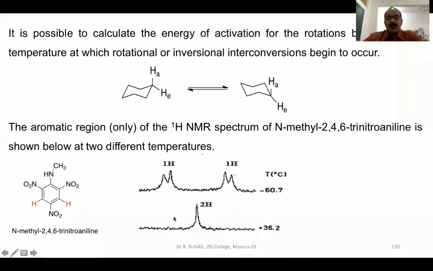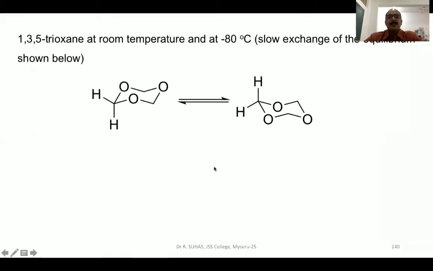So here at room temperature, it will show only one peak, whereas at low temperature, it is showing two peaks for two different protons, and each peak is split into two. So you are going to get a doublet of doublets at low temperature.